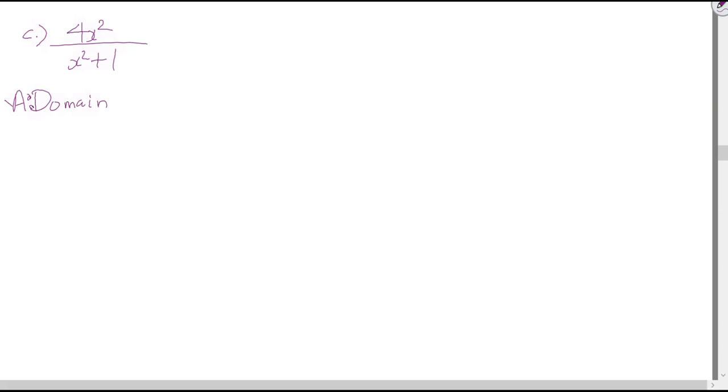Any way to get a 0 down here? Nope, that's where it's +1. Right? Okay, so all real numbers. And let's do intercepts. Sorry, what was this? Q of x.